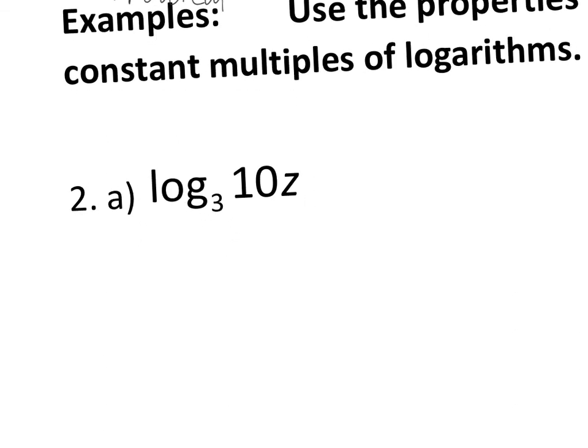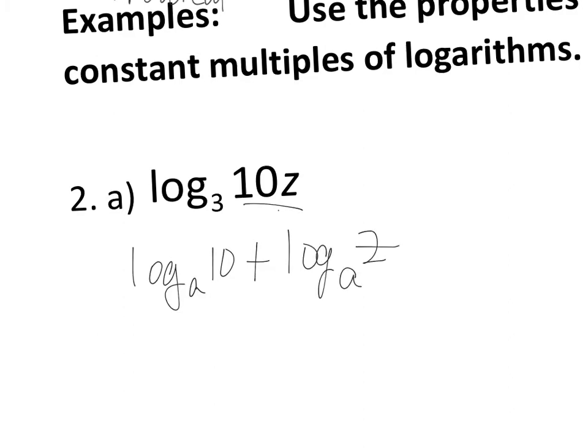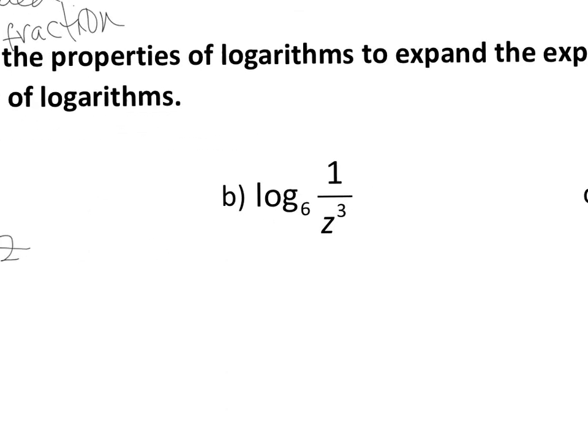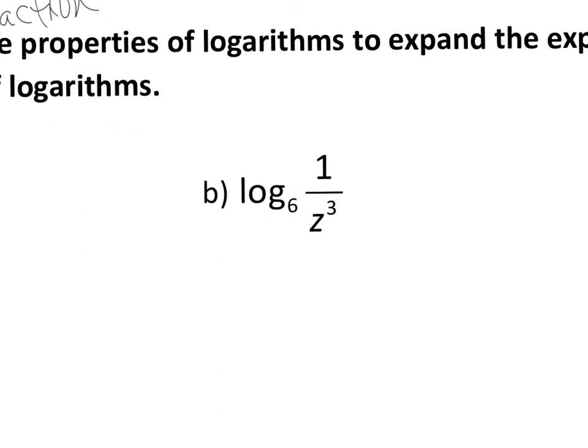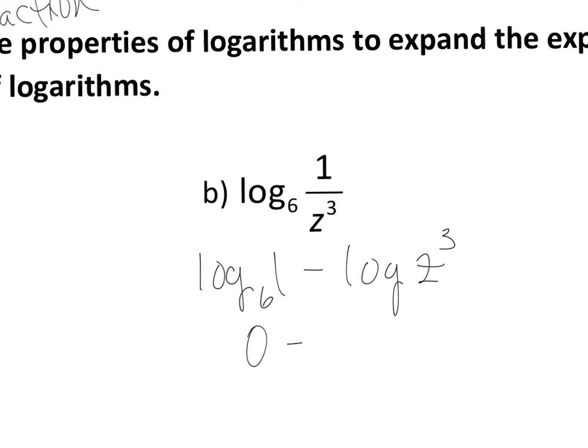So if I want to expand this condensed form and I expand it, we have two terms. They're both by multiplication. So when we expand it out, we are going to do addition, log base a of 10 plus log base a of z. Here we have division, so when we expand it out, we are going to subtract z to the third. And log base 6 of 1, that's actually calculable. If you can calculate, go ahead and calculate. 6 to what power gives us 1? That would be 0. And here, the 3 is in the exponent.